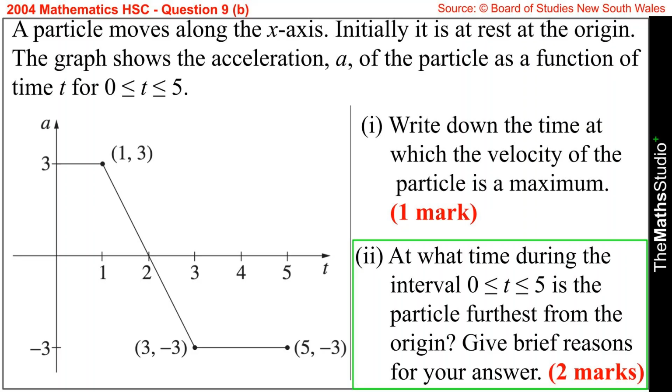Part 2. At what time during the interval t greater than or equal to 0 and less than or equal to 5 is the particle furthest from the origin? Give brief reasons for your answer.